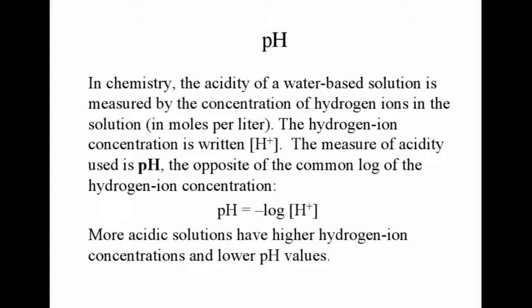The measure of acidity used is pH, which is the opposite of the common log of the hydrogen ion concentration. pH equals negative log of H+. More acidic solutions have higher hydrogen ion concentration and lower pH values.